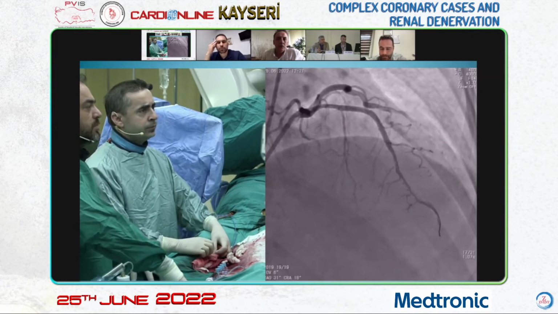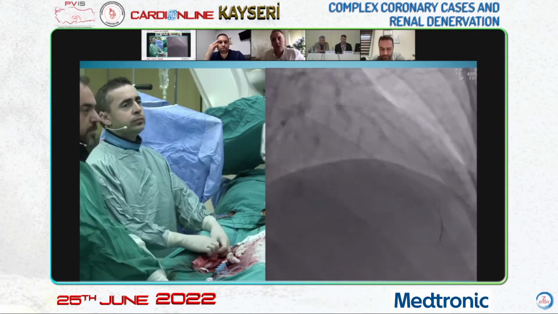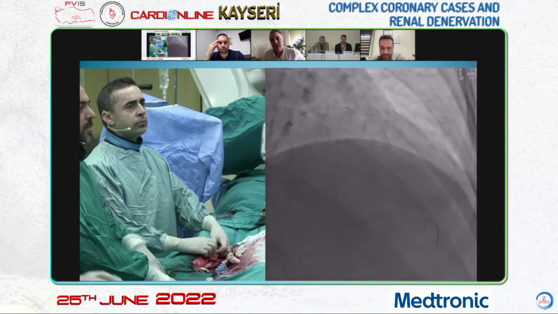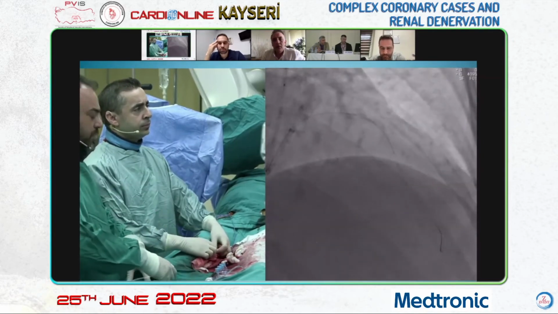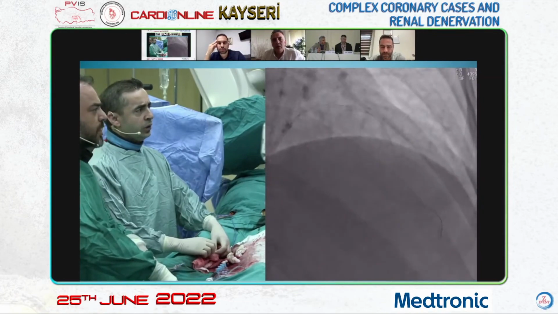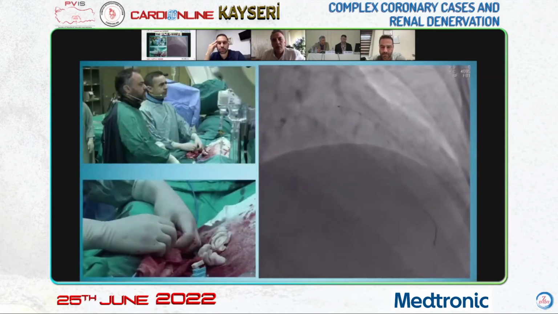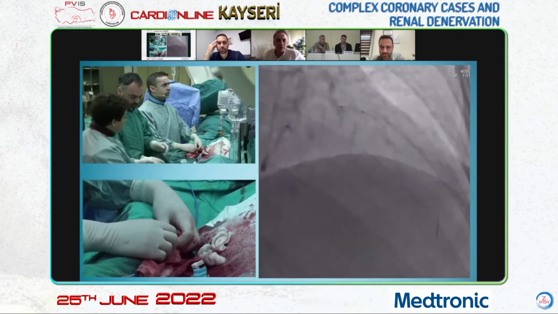Mustafa's first wire goes down there to the side branch, right? I think that's true. The septals are visible, very good. We haven't seen a diagonal there. IVUS will show us. We can check IVUS.